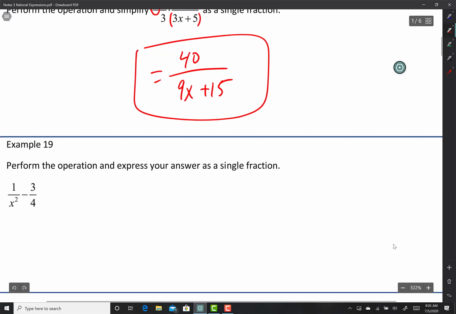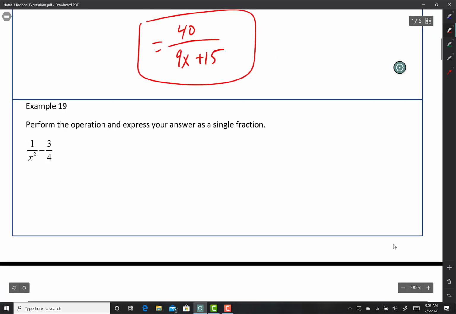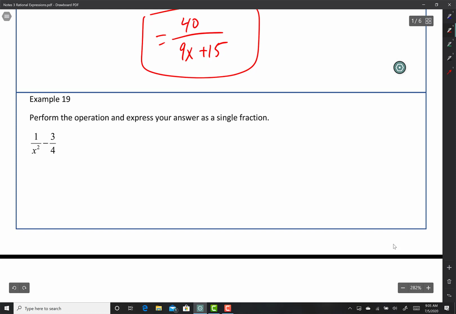Let's keep going. Let's see here. It says perform the operation, express your answer as a single fraction. All right, that's not a big deal. Common denominator, that's all you need. And you've been doing that since, who knows, 3rd grade or 4th grade, whenever your teacher introduced you to common denominators. So I'm going to multiply the right term here, this 3/4, by x squared over x squared. So x squared over x squared is the same thing as 1, and anything times 1 is itself. I'm going to multiply the left term here by 4 over 4.